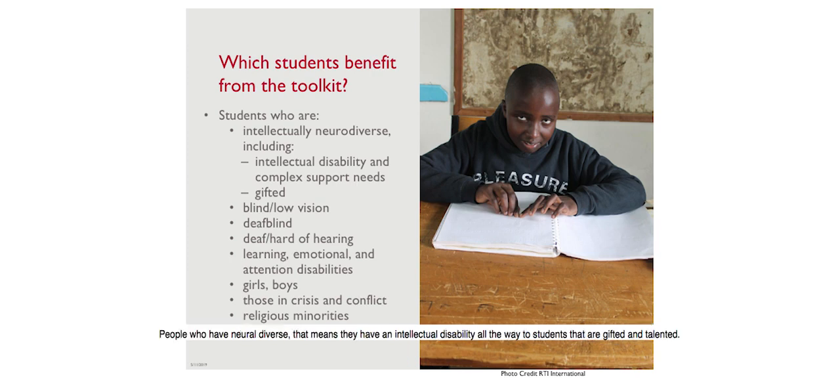People who are neurodiverse, that means maybe they have an intellectual disability, all the way to students that are gifted and talented. So that's a wide range of students, and they have their own unique needs. And the teachers need to have the skills to meet those needs. There's blind, low vision, deaf-blind, deaf and hard of hearing, emotional learning, attention deficit, girls, boys. I mean, it's just everything in between. So most of this includes crisis and conflict regions.